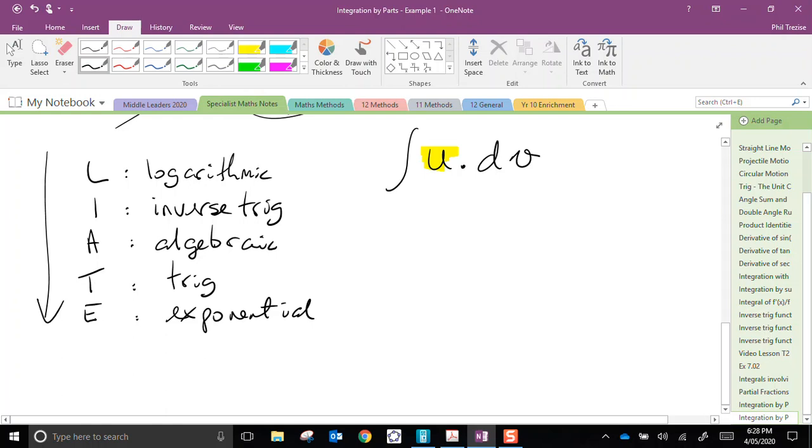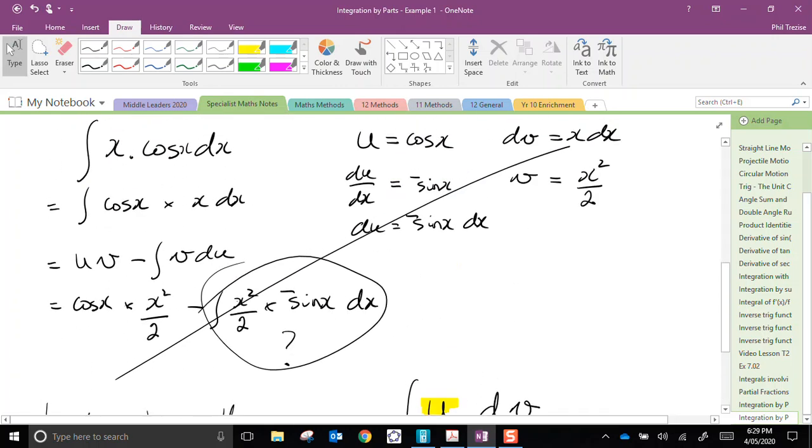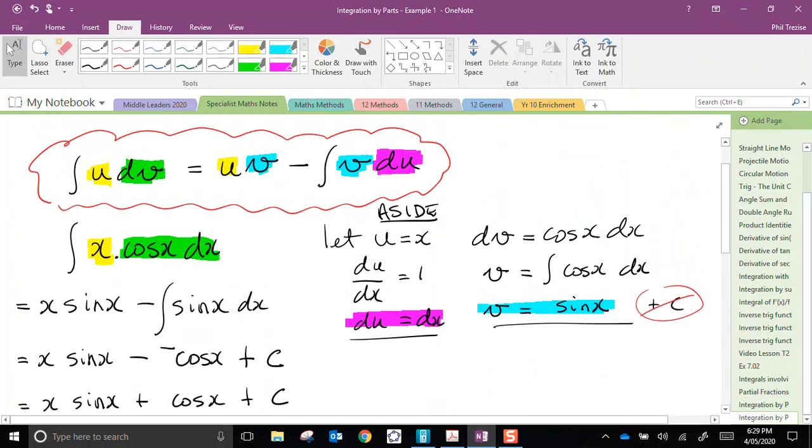Now this advice mostly works, as long as you've got different types of functions. So these are the 5 main types of functions that we'll ever come across, and as long as they're of different types, this will get you the right choice for you most of the time. This little word here, LIATE, or whatever you want to say, is a way of choosing which function should be u. Now let's go back and look at our example here.